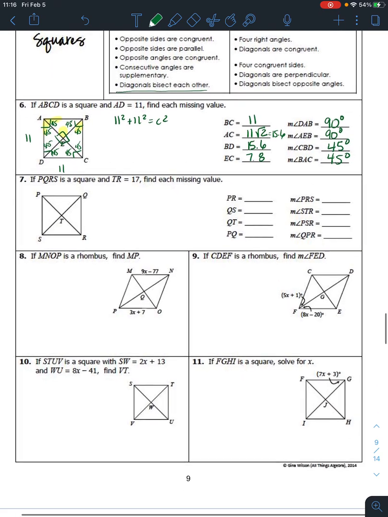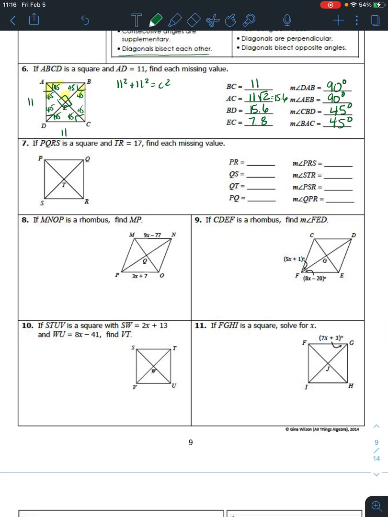Oh, and I just worked number 6 instead of number 7. So number 7 would be the same way. You know that TR, if TR is 17, I know that PT is 17. And since the angles are right angles, I know that the diagonals are the same. They're equal in length. So all of those are 17 also. So I know that PR would be 34. I know that QS would be 34. I know that QT would be 17 and PQ.